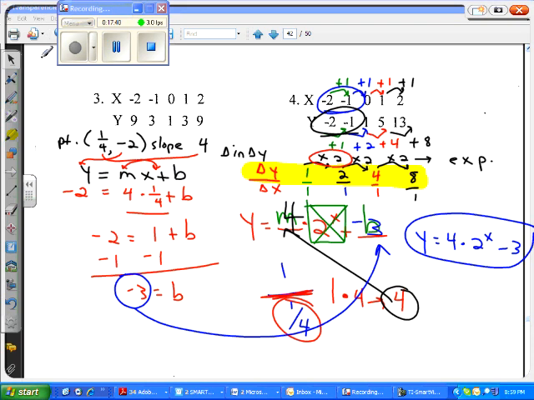You can see if it works. We'll just plug in the 2. 2 to the second is 4, times 4 is 16, minus 3 is 13. That one worked. Plug in a 1. 2 to the first is 2, times 4 is 8, minus 3 is 5. That one worked. And so you can see that we did get a good equation. Interesting. We're regressing all kinds of equations 100% on paper with no use of the graphing calculator.